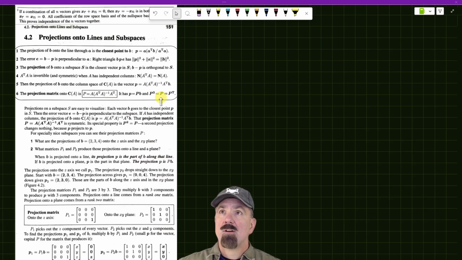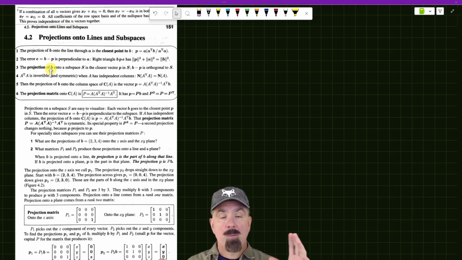So let's start here, section 4.2, that's today's section. We're on page 151. I'm not going to walk through the details of the summary here other than to say we'll talk about these dot products right here. The error vector is easily defined, and I'll show you several examples of that. And then the projection of B onto some subspace.